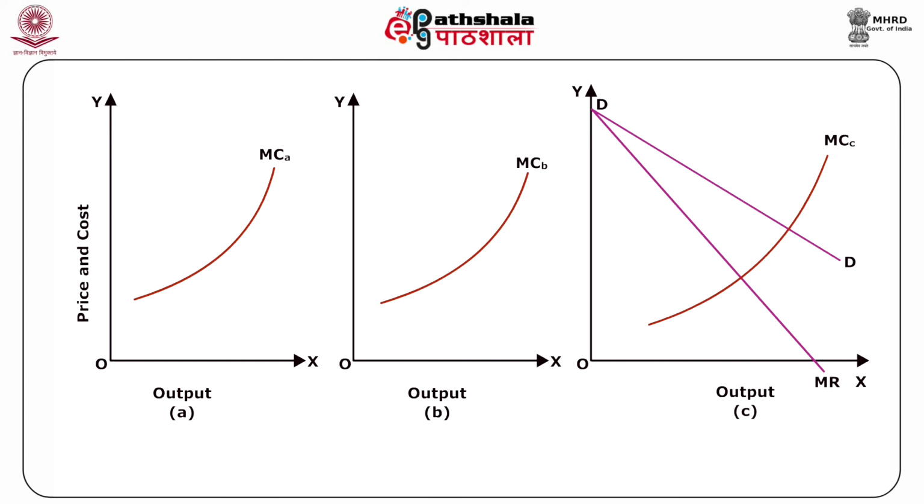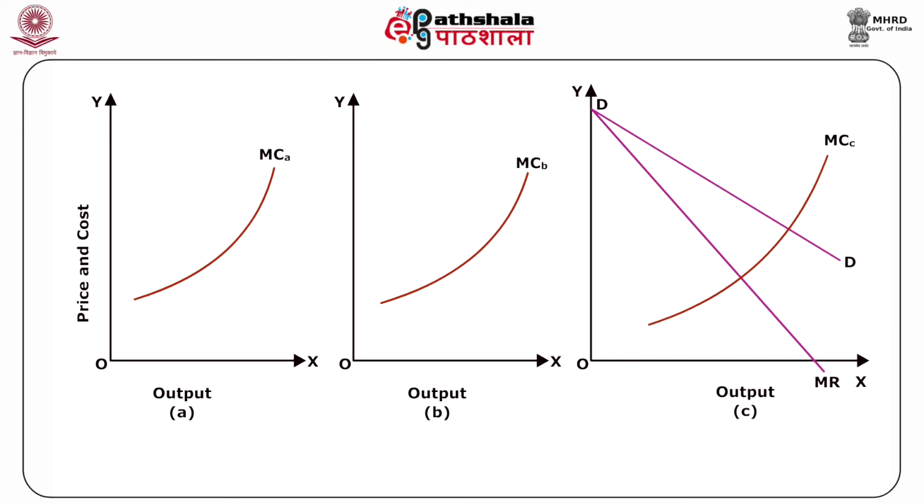The marginal cost curve, that is MCC of the cartel, which is obtained by adding horizontally the marginal cost curves of the two firms, firm A and firm B, indicates the output at which the total cost is minimum. Thus, the cartel can distribute the output to be produced among firm A and firm B in such a way that their marginal costs are equal.